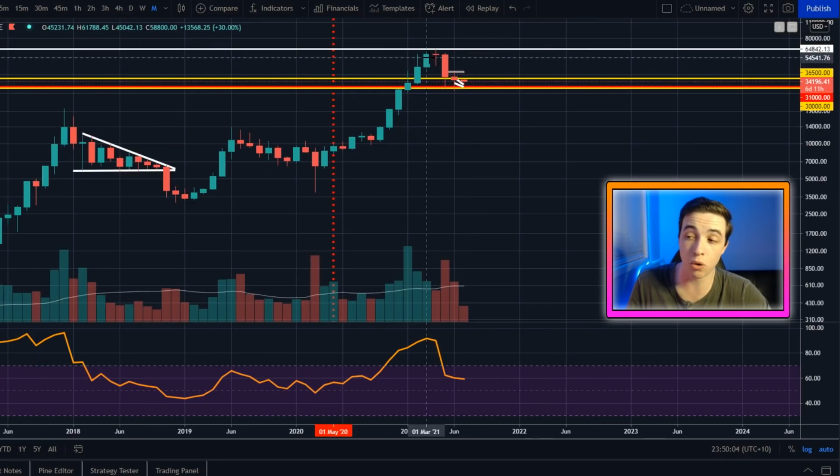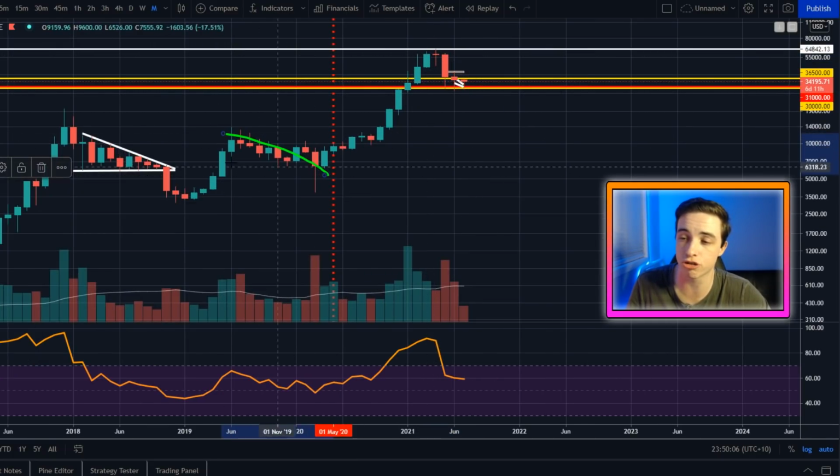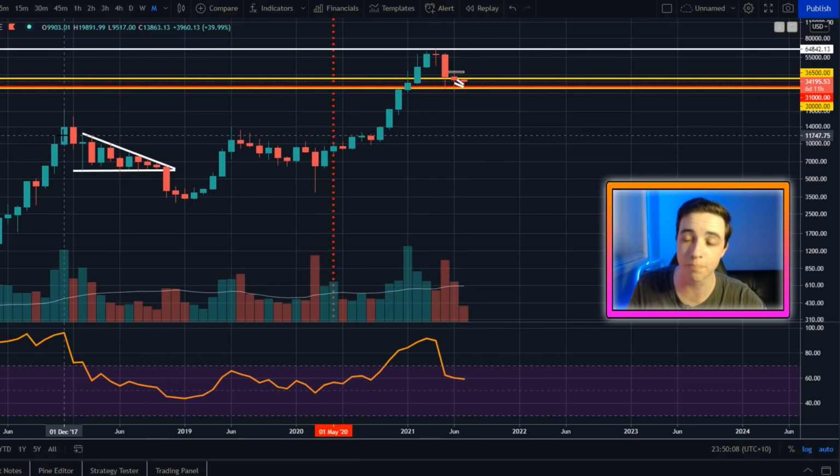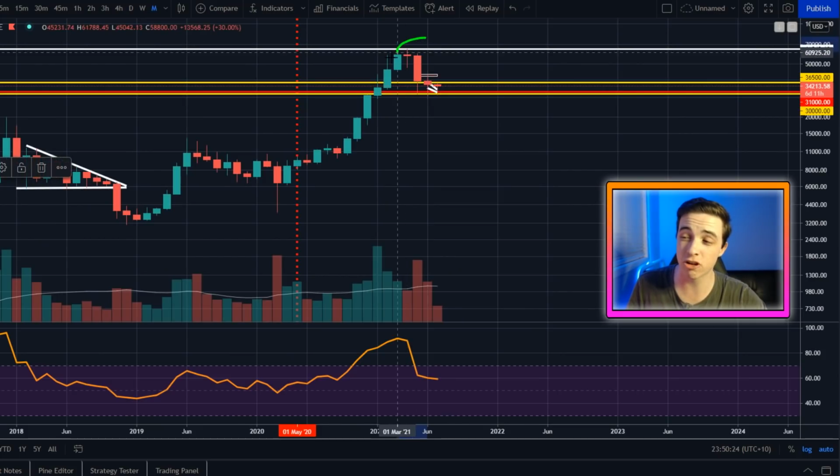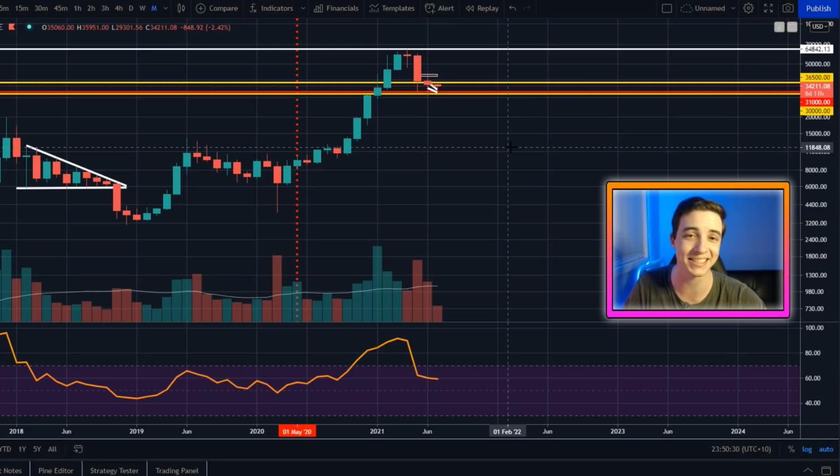Of course, we're always going to have these short-term bearish trends in the market, but every single bear market that we've seen in Bitcoin so far has always recovered, no matter how severe it's been. In fact, the bearish price action that we've experienced over the past couple of months here isn't even close to the worst of the bearish price action that Bitcoin has seen throughout its history.